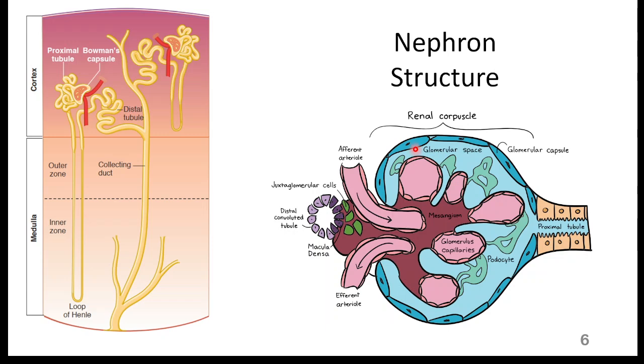Now, the cartoon on the right shows a schematic representation of a renal corpuscle. You can see the afferent arteriole. Blood enters into the glomerulus through the afferent arteriole and eventually leaves the glomerulus through the efferent arteriole after filtration must have occurred, and the filtered urine collects in the capsular space. From there it passes to the proximal tubule.